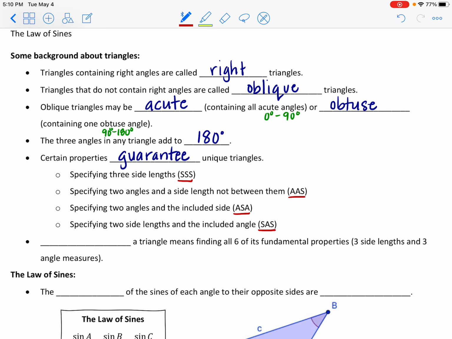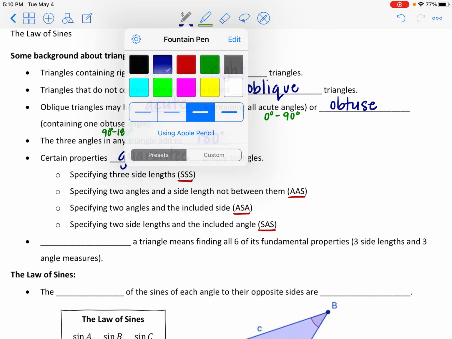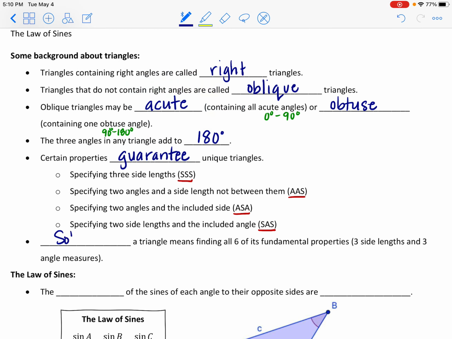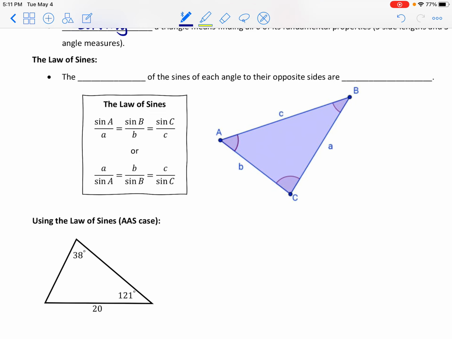So we're looking at certain features of our triangle being given to us, but we're going to be asked to solve a triangle. So if we're solving a triangle, that means we're going to be finding all of its characteristics. So solving a triangle means finding all 6 of its fundamental properties, finding all 3 of the side lengths, finding all 3 of the angles. And depending on what information we're given, this could be pretty straightforward, or it may not be, or it may not even be possible. Okay, so before we get into it, here is what we call the law of sines.